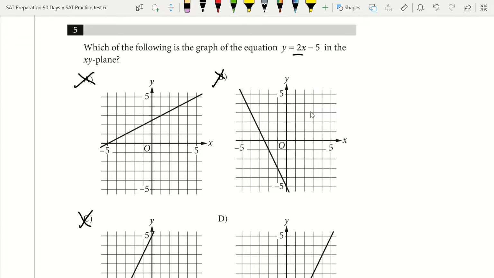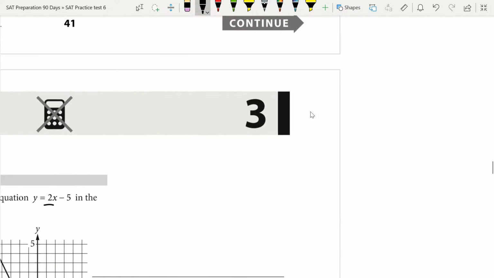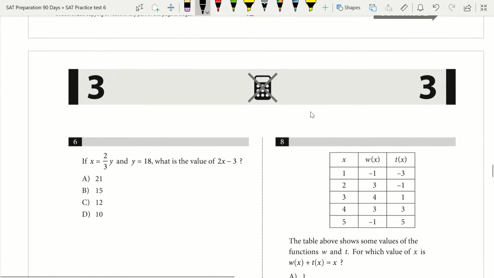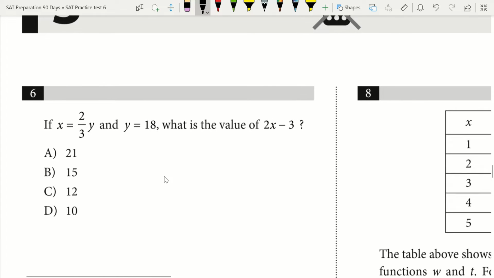My answer then must be answer choice D. So D will be my answer for 5. All right, question 6 is over, where is question 6? Question 6 down here. If x equals 2/3 y and y equals 18, what's the value of 2x minus 3?